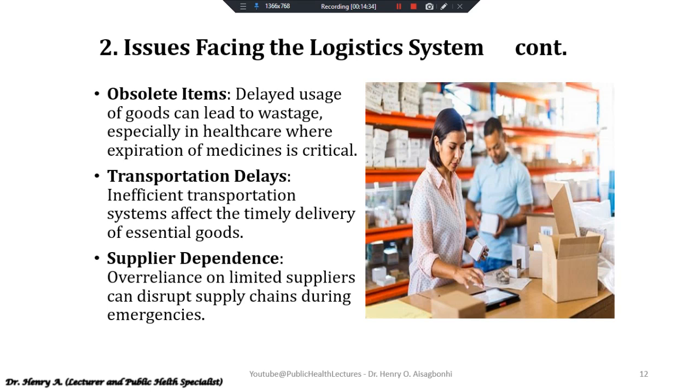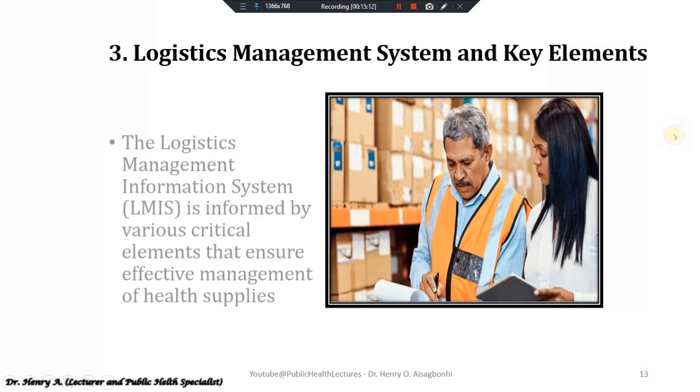I like to emphasize that these challenges are not theoretical. They are real. Many public health programs have failed simply because logistics was ignored. That's why, as future health managers, you must see logistics as the engine room of public health delivery. This is critical and very important. We'll move to the next slide now.